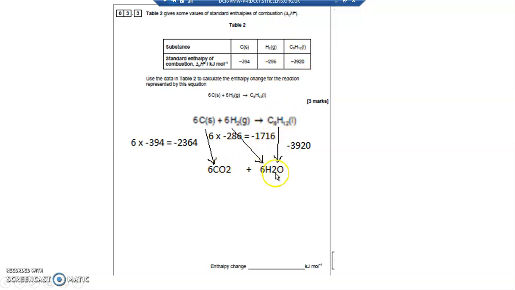C6H12, going to form the carbon dioxide and water. I've got this one here. Now I've only got one of these, and I've got one of these here, so minus 3920 is correct in this direction.